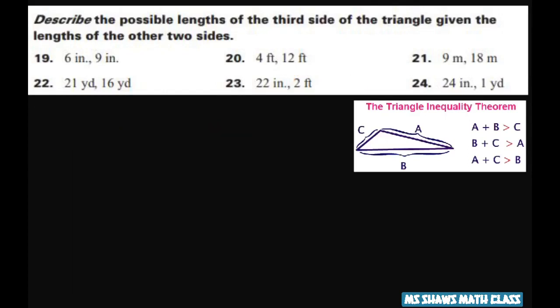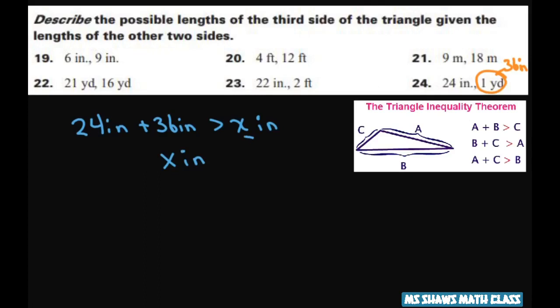And the last one, let's convert this to inches. There's 36 inches in a yard, so we're just going to call this 36 inches. And so we want 24 inches plus 36 inches to be greater than x inches, or x has to be smaller than, this is going to be 60 inches. So it has to be also bigger than the 24 inches.